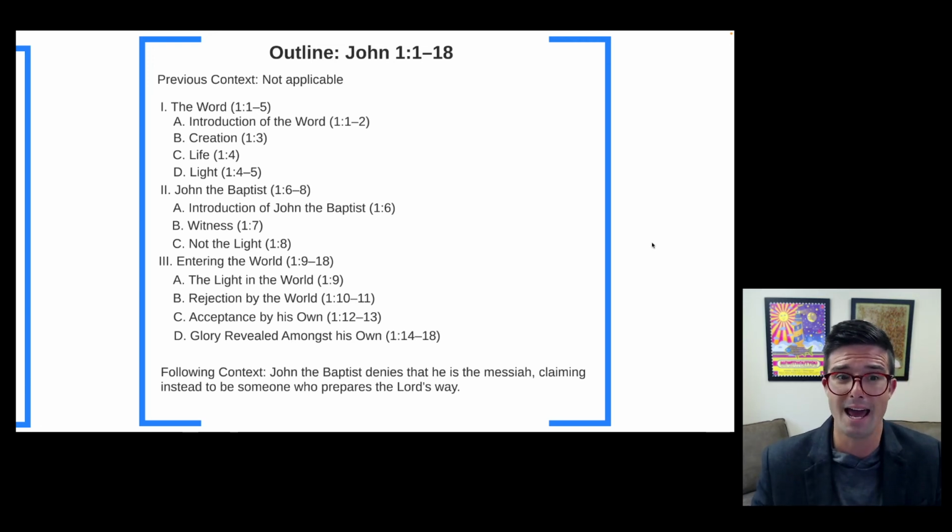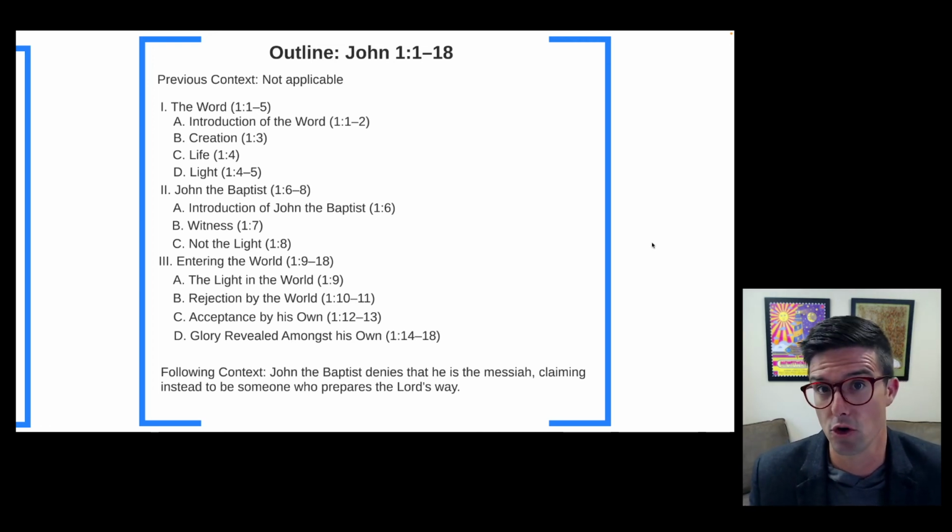And by that happening, we have this glory revealed. So once again, many of the important Johannine themes show up in this third movement of the prologue: the world, rejection by the world, acceptance, children of God, and glory.